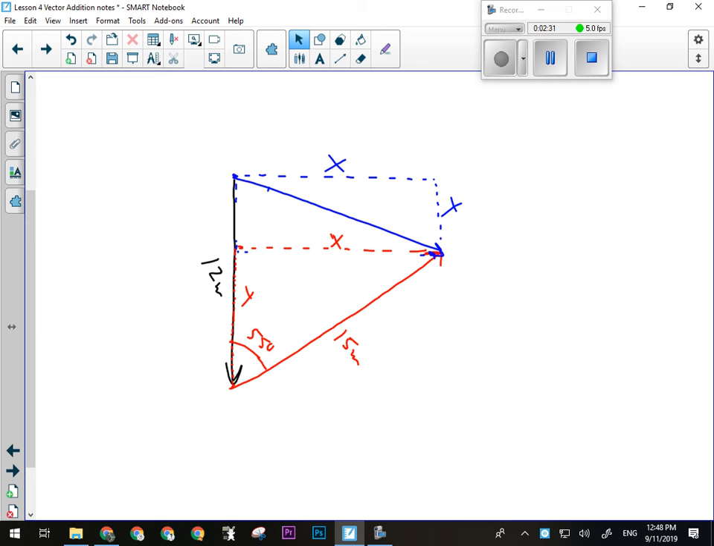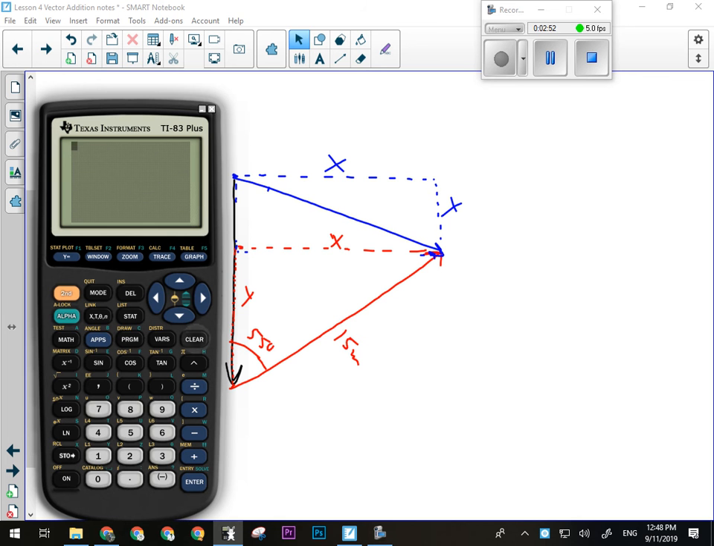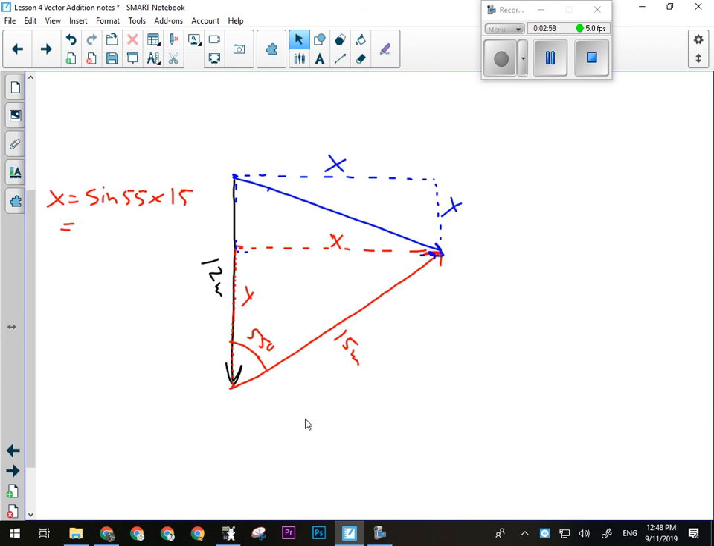So what I need to do is find these sides here. I'm going to find red x by taking the 55-degree angle. X is the opposite side, so that'll be sine of 55 degrees times the hypotenuse, 15. That will give me red x. So sine of 55 times 15 gives me 12.287. Again, you want to keep all those decimals, and I will too. 12.287 meters east.